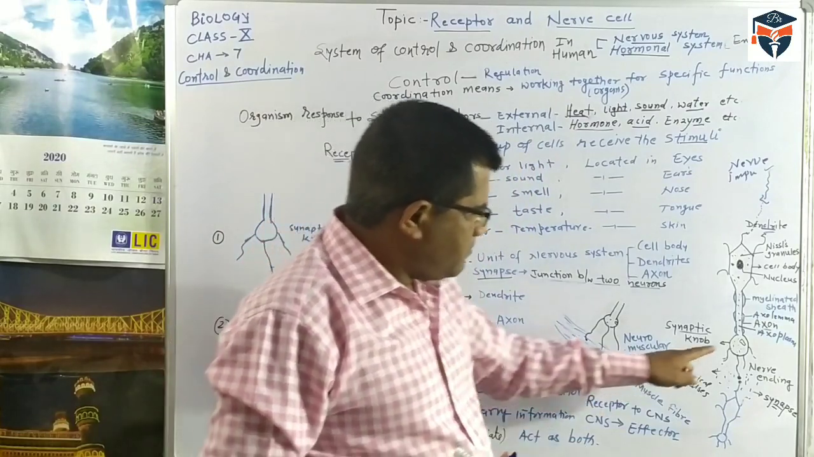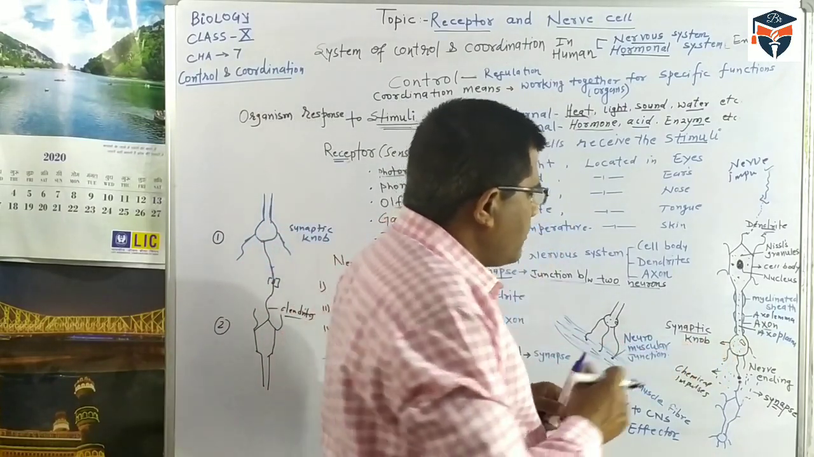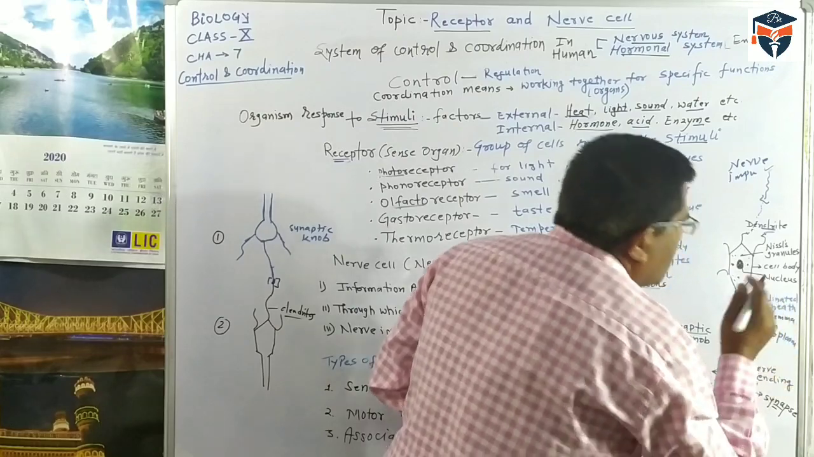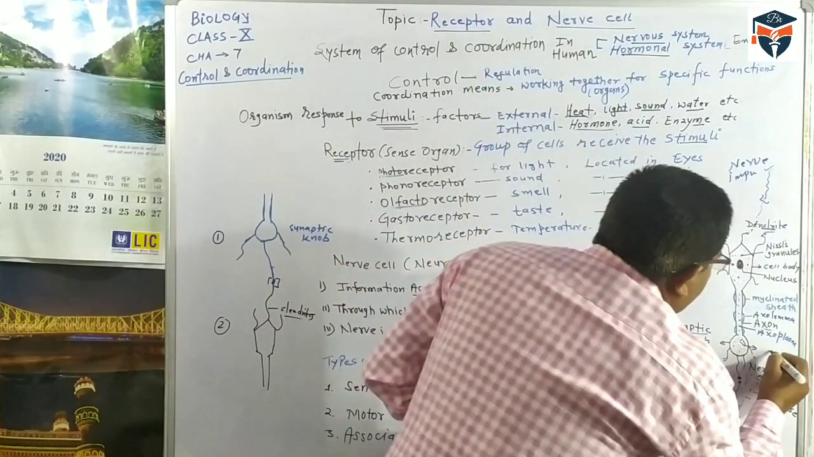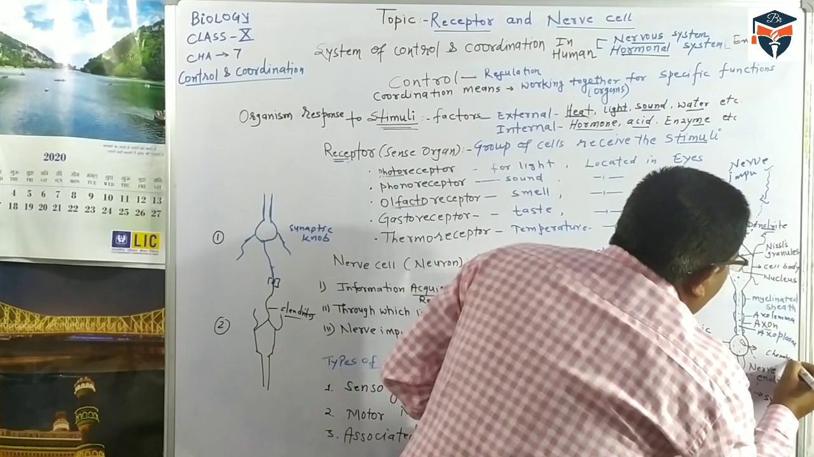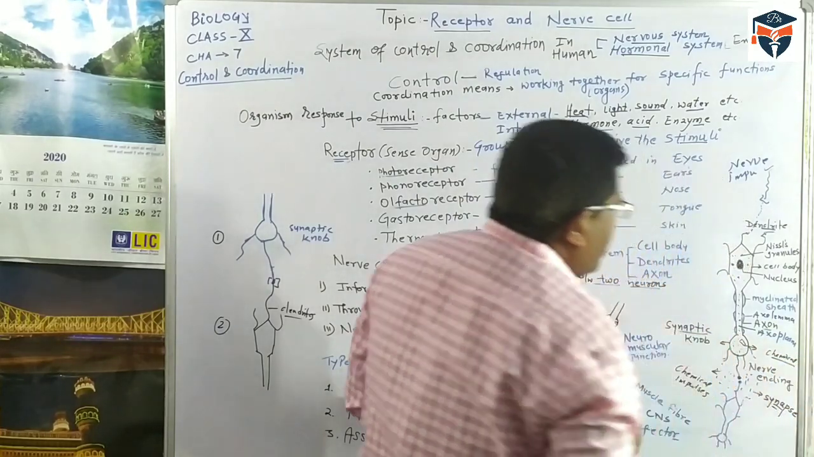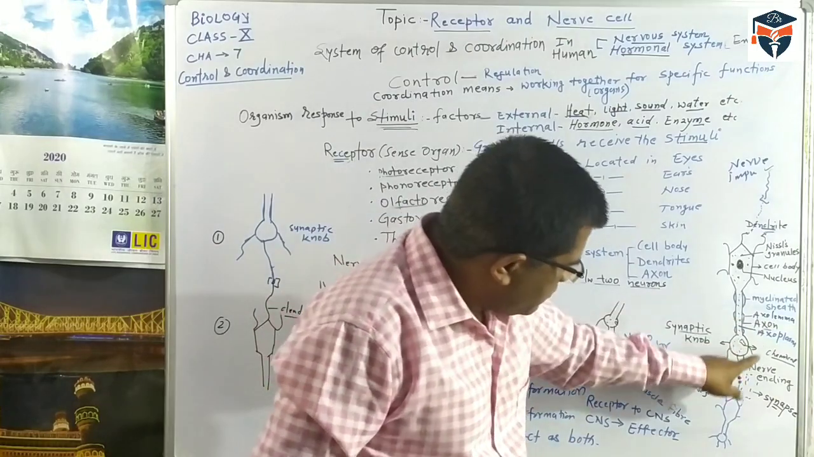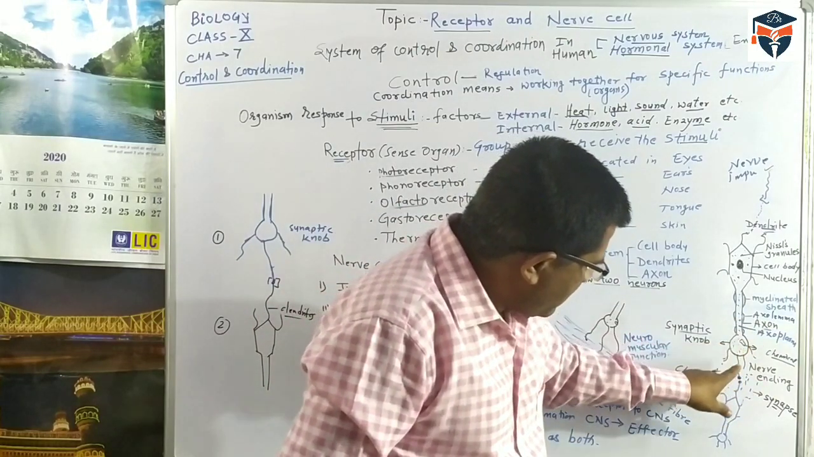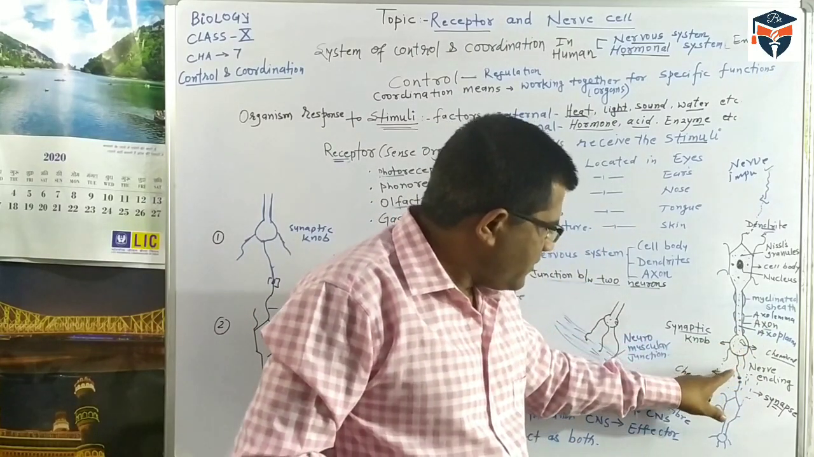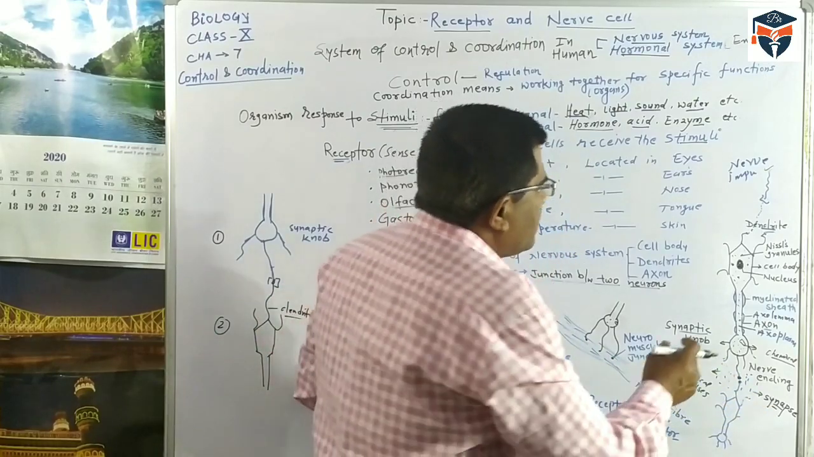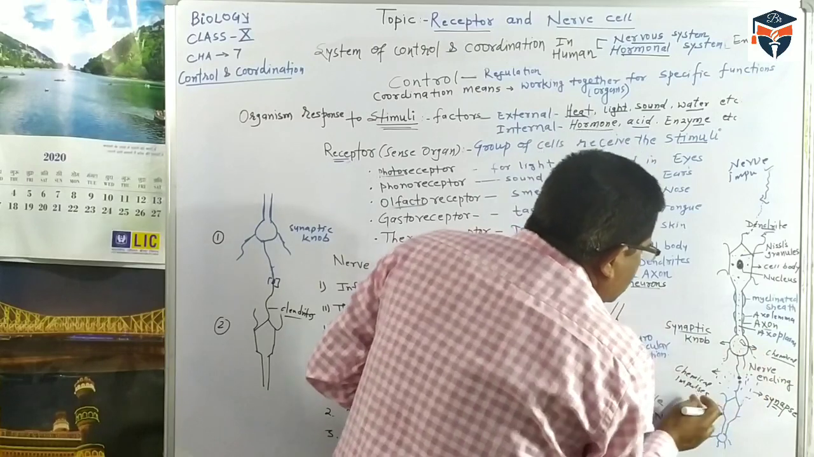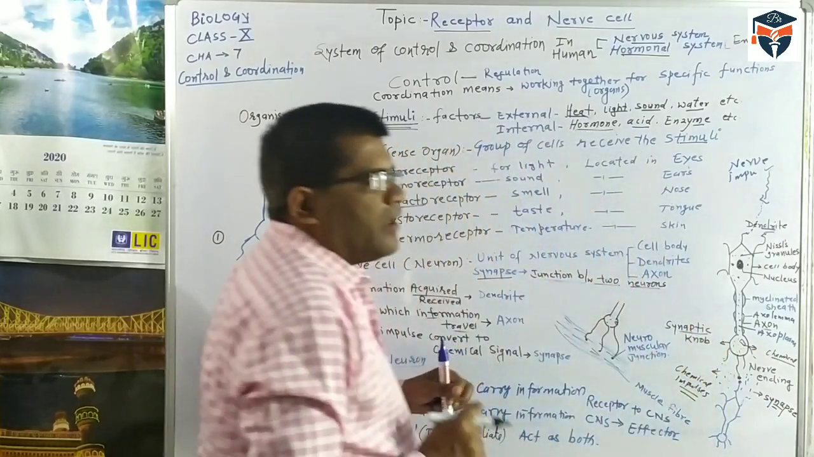What happens? In the synaptic node, one neurotransmitter, a chemical, is secreted. Now what happens? Due to the neurotransmitter, the chemical leaks into the synapse region where there is cytoplasm. So here the nerve impulse is changed into the chemical impulse.